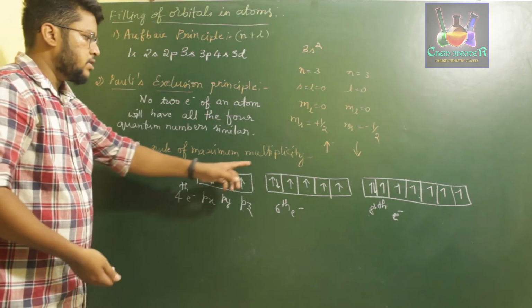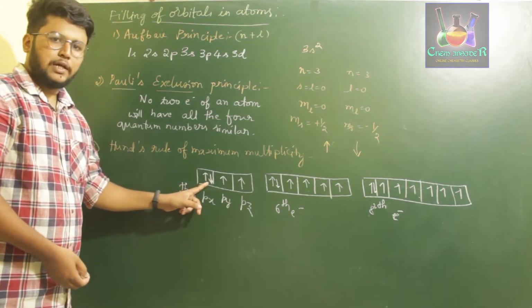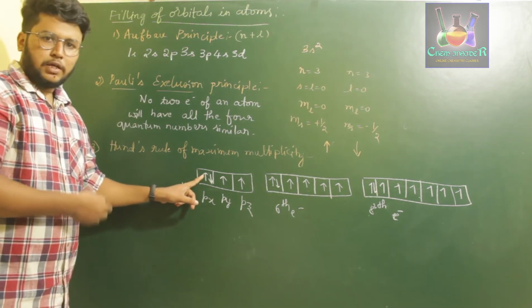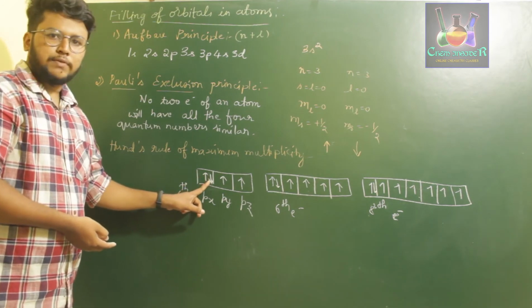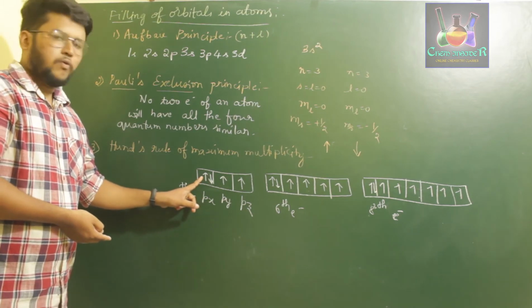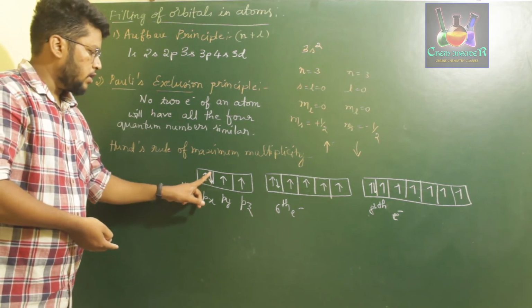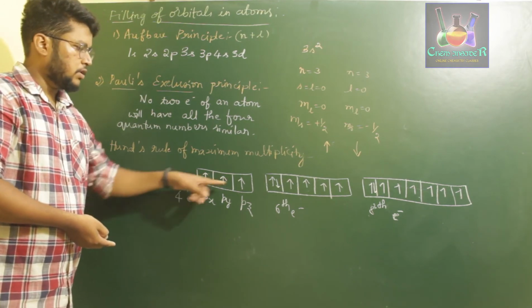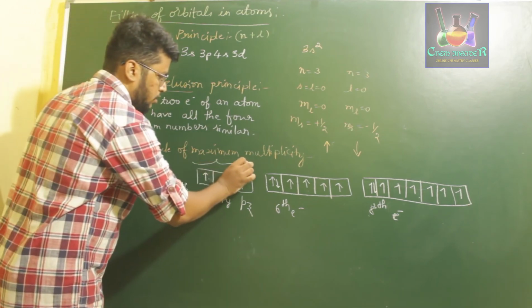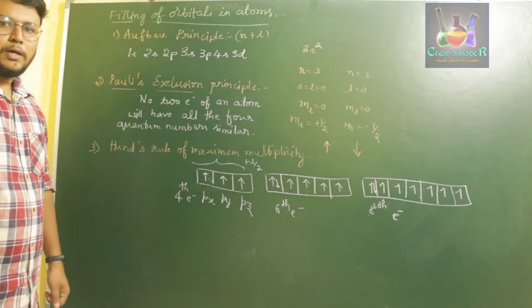So what does this multiplicity mean? Multiplicity means if you start pairing the electrons, the plus half spin quantum number of one electron will be neutralized by the minus half of the other pairing electron. So if you do not consider pairing, that is, with the completely single electrons, we'll get a maximum multiplicity of plus 3 by 2.